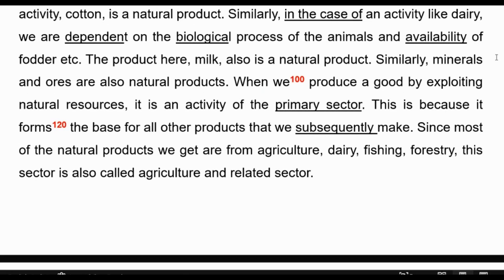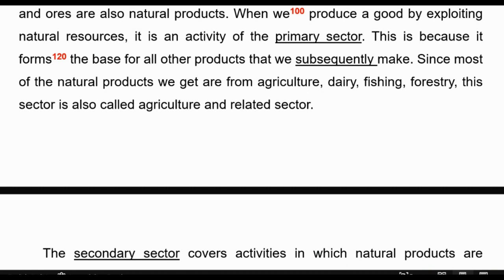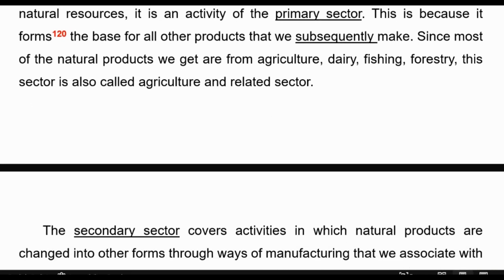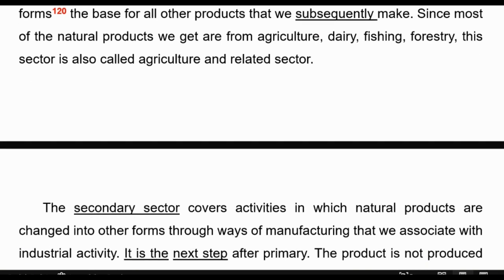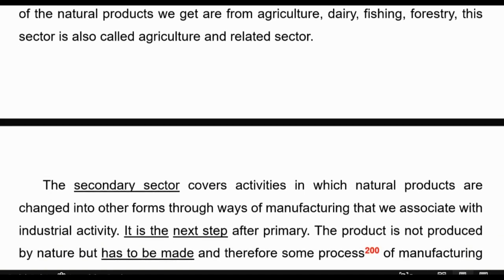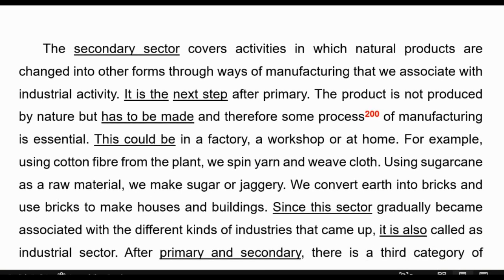Since most of the natural products we get are from agriculture, dairy, fishing, forestry, this sector is also called agriculture and related sector. The secondary sector covers activities in which natural products are changed into other forms through ways of manufacturing that we associate with industrial activity. It is the next step after primary. The product is not produced by nature but has to be made, and therefore, some process of manufacturing is essential. This could be in a factory, a workshop, or at home.